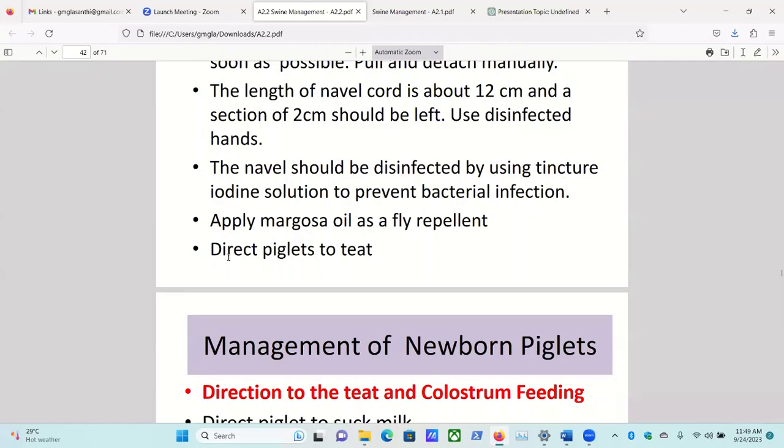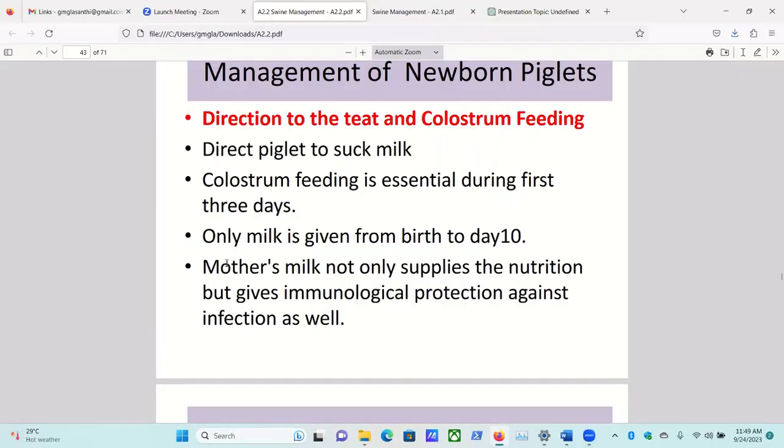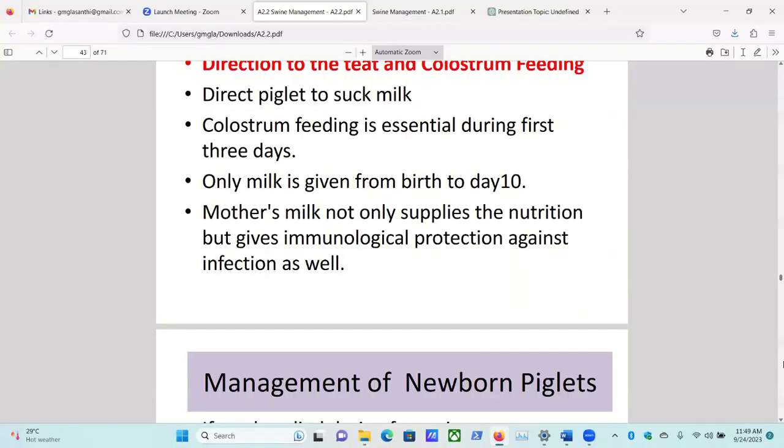After all these practices, you should direct the piglings to the mother's teat to obtain colostrum. The direction is essential because colostrum feeding is essential during the first 3 days. Normally, we give only milk up until 10 days of their age. Only in the first 3 days, colostrum is coming.